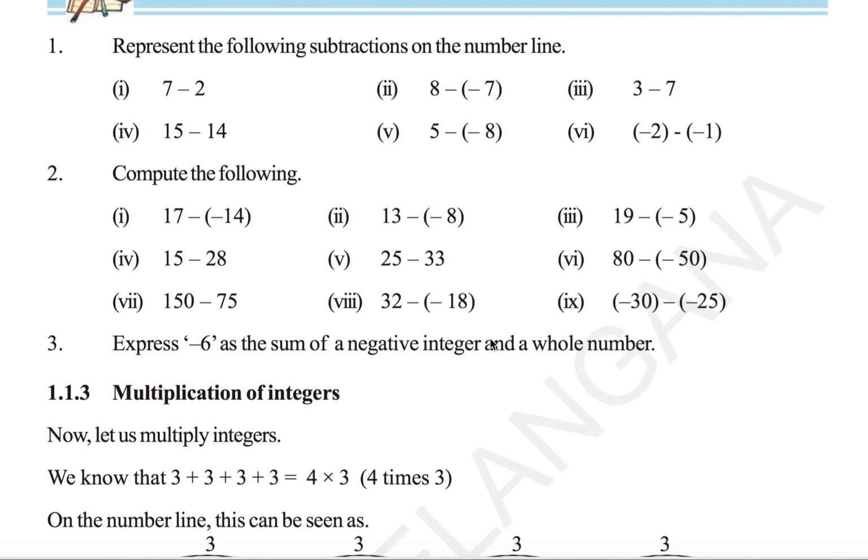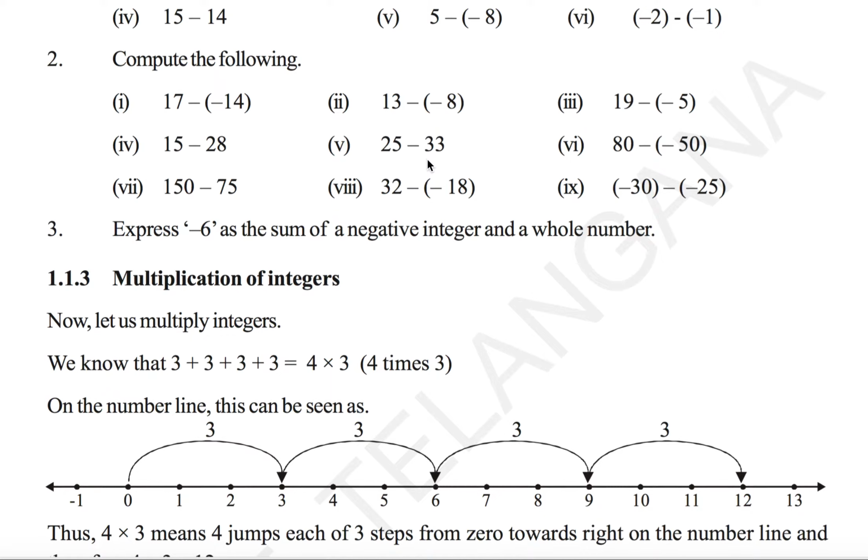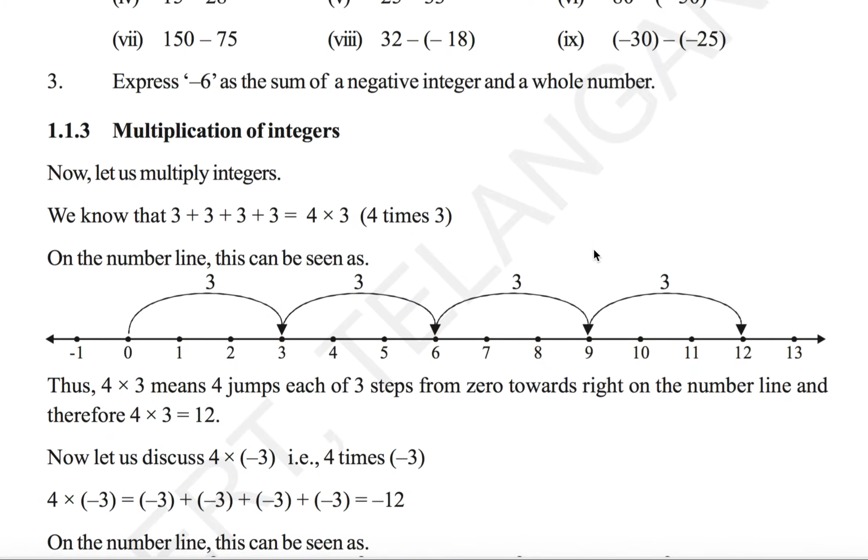Represent the following subtractions on the number line. 7 minus 2, 4. Oh, that you have to represent. Compute the following. 17 minus of minus 14, 31, 21, 24, minus 13, minus 8, 130, 75, 50, minus 5. Express minus 6 as sum of a negative integer and a whole number. 7 minus 1, minus 6, right? 1 minus 7.